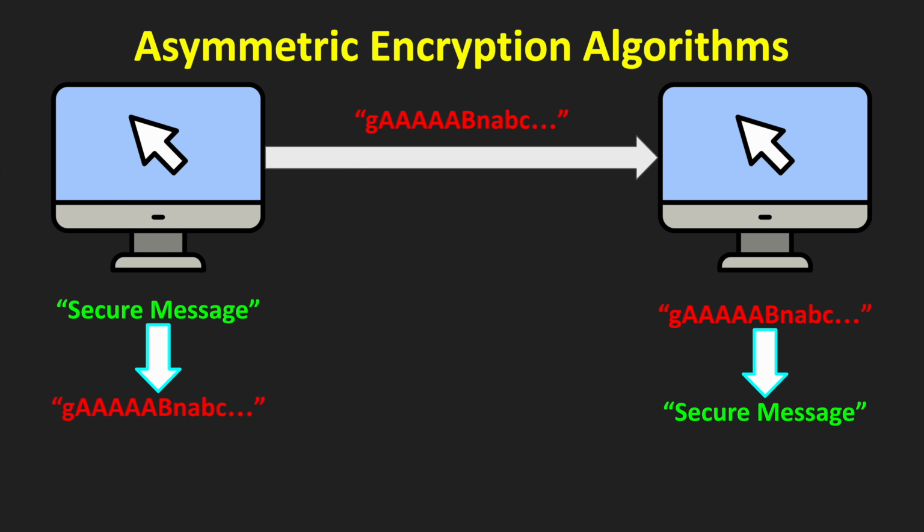Another set of algorithms that we use for encryption is asymmetric encryption algorithms. For that, we are using different keys. We are using two keys, which we call the public key and the private key. When we send the data, we can encrypt it with the public key, and that message can only be decrypted by the private key, or we can encrypt the message with the private key, and that message can only be decrypted by the public key.